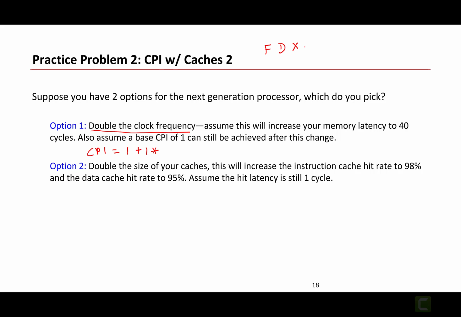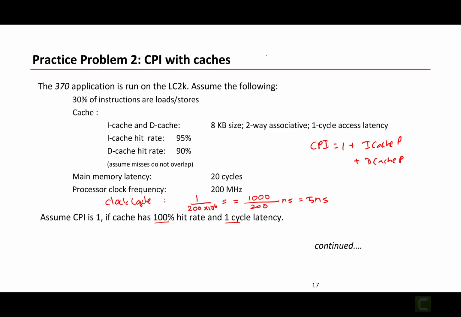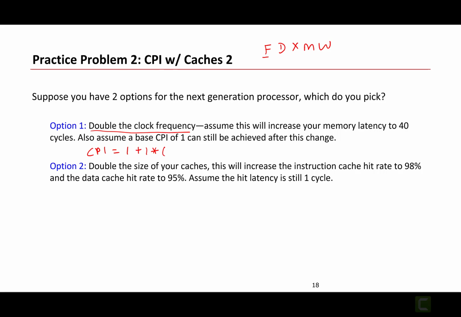recollect that fetch, decode, execute, mem, write back are the 5 stages that you need to go through for every instruction. The fetch stage involves accessing the instruction memory. And so for every instruction you access the instruction memory. And for this problem, the instruction cache hit rate is 95%. So the penalty would be 1 minus 95%, that is 0.05. And now you need to multiply that with the memory latency. The memory latency for this option is 40 cycles. We'll come back to that in a moment.